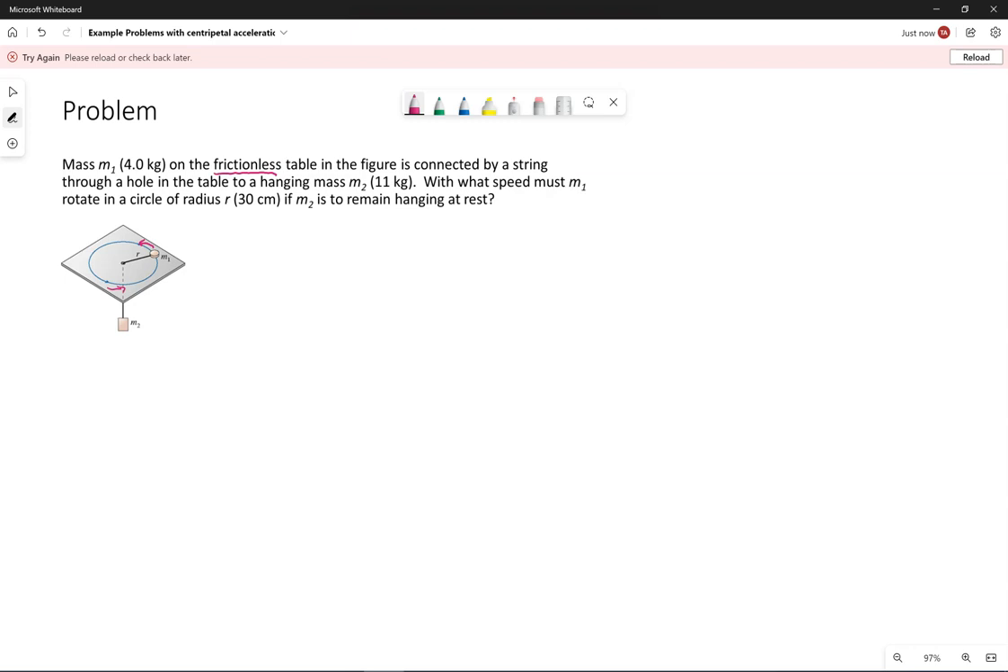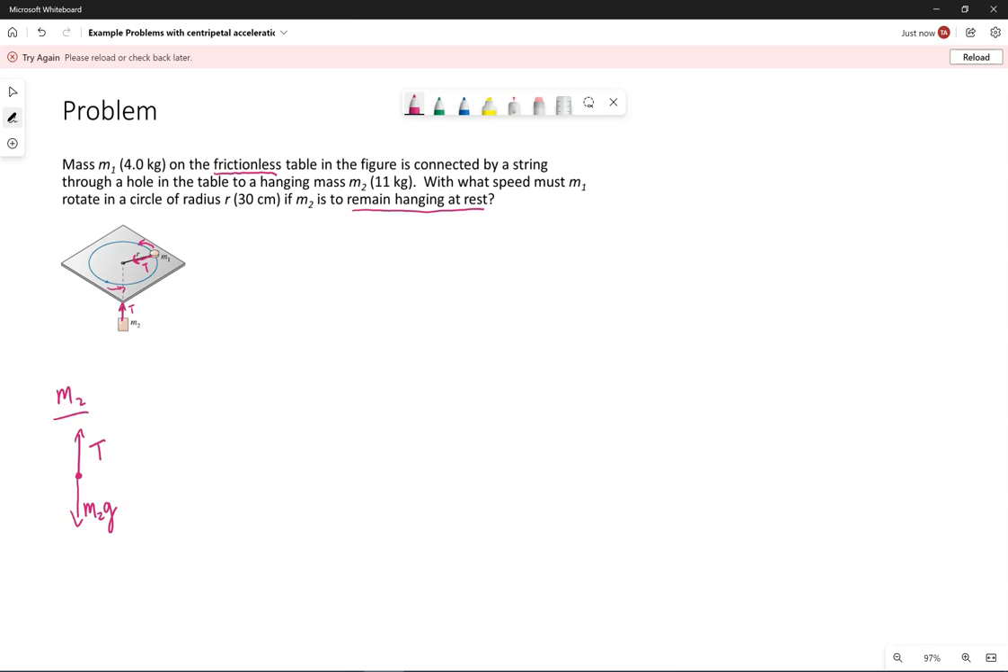So there's tension in the string here. And that tension is in the string down at the bottom as well that's holding mass 2 up. We want mass 2 to remain hanging at rest. So mass 2, just to draw my free body diagram, there's tension in that string that connects it to mass 1, and there is the force of gravity.